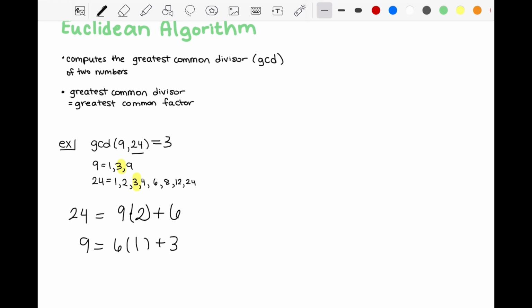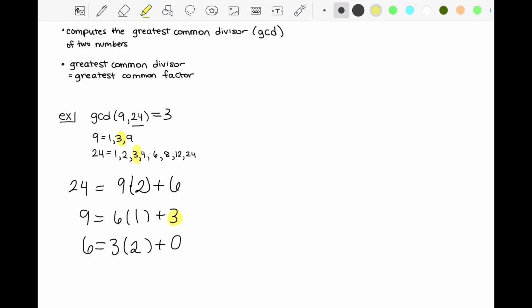We're going to keep going, so let's do another shift. Move over 6, and then move over 3. All right, so how many times does 3 go into 6? 2 times, remainder 0. All right, this is when we're going to stop. So anytime we get a remainder 0, we are going to look at the value in the line above it, and that is going to be our GCD. So the GCD of 9 and 24 is 3.